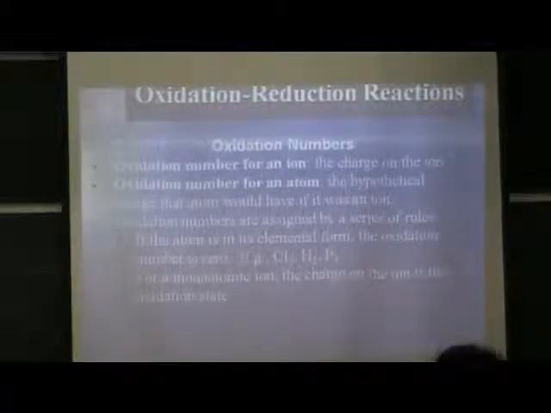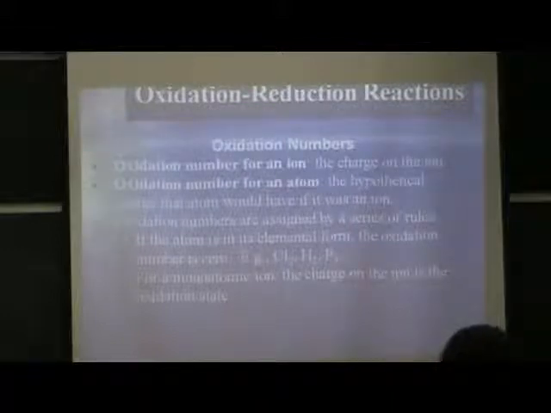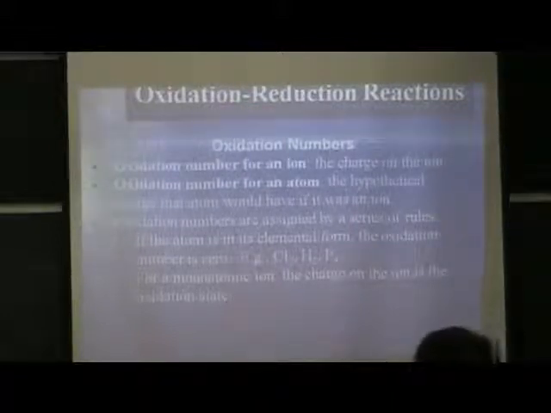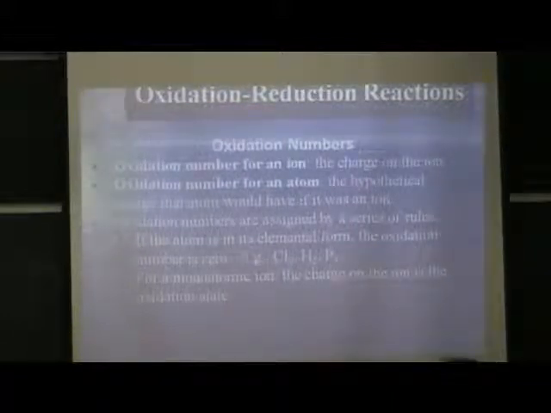Okay, now we're going to look at something about oxidation number. Oxidation number is actually a hypothetical charge that is presented on the ions of the compound. The charge on the ion. It is a hypothetical charge that an atom would have if it was an ion.